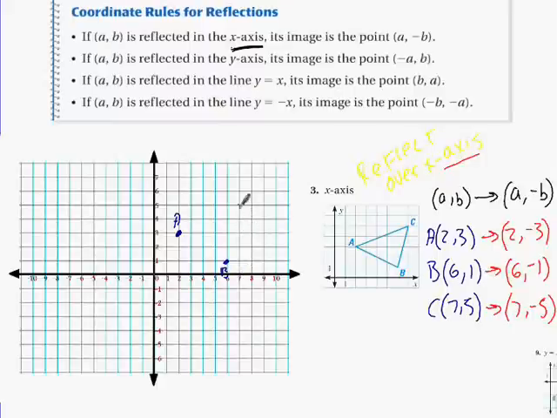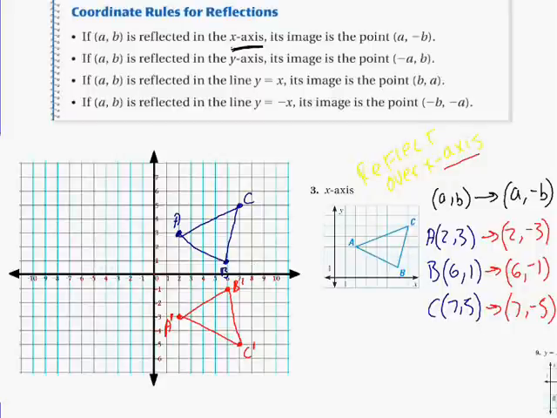Okay, so there's my original triangle, and I plot my other ones, and I have 2 comma negative 3, and that's going to be A prime, and I'm going to have 6 comma negative 1, and that'll be B prime, and I'll have 7 negative 5, and that is C prime. And this is a perfect reflection over the x-axis.